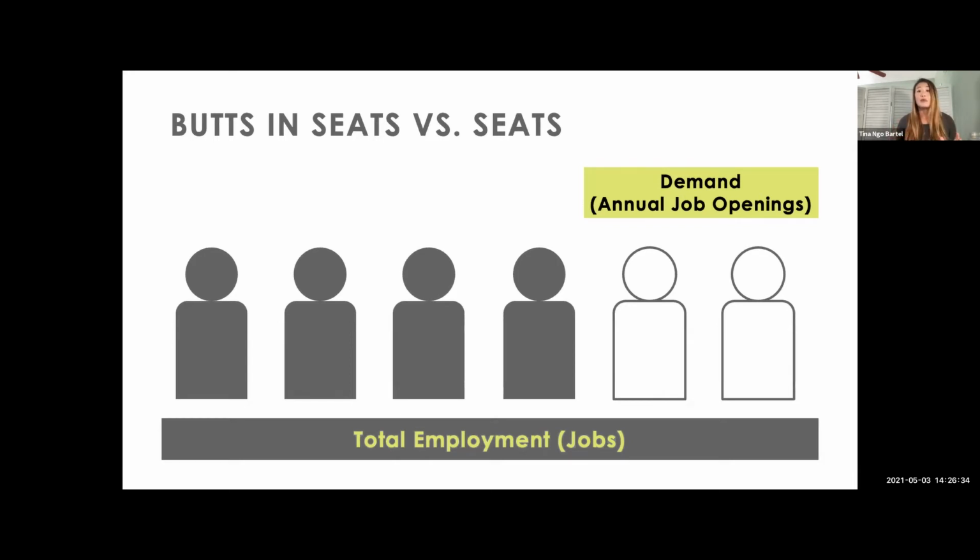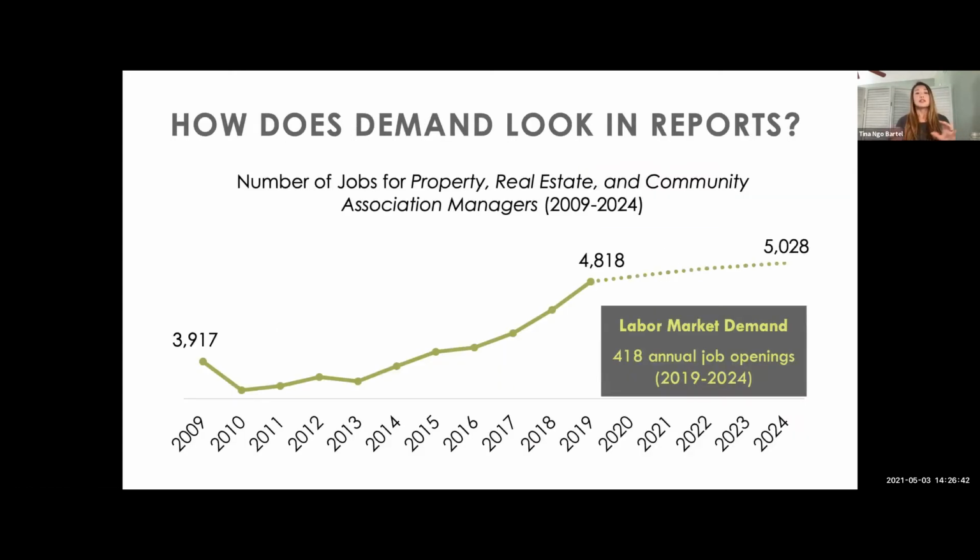So we take this information and we put it in our reports. This is how demand and employment would look in one of the COE reports. You can see here, the line graph shows total jobs, or total employment, in San Diego County for this particular position that I just shared with you, property, real estate, and community association managers. Historically, traditional LMI, between 2009 and 2019, employment, or the total jobs, those seats, have increased from 3,900 to 4,800.